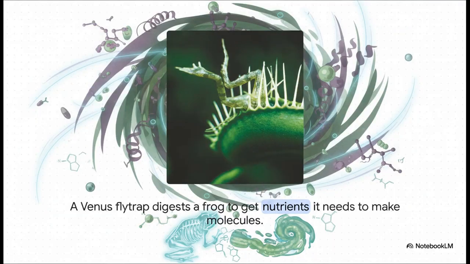So our whole investigation kicks off with this scene, something that looks like it's straight out of a horror movie, a plant that's eating an animal. This Venus flytrap has snagged a frog, and it's not just trapping it, it's actually digesting it.